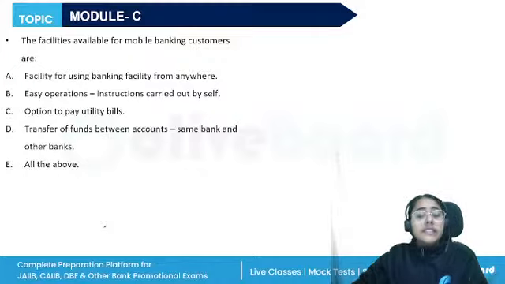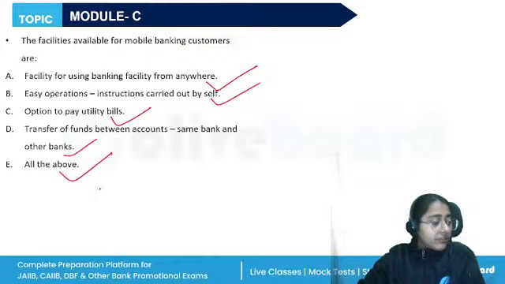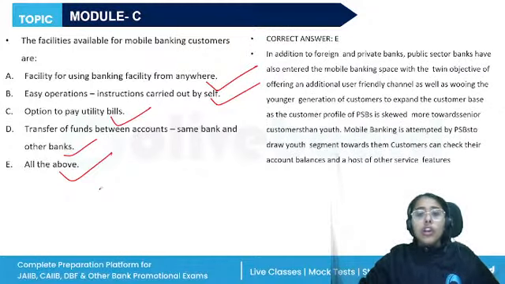Next, the facilities available for mobile banking customers. Now we have moved on to the electronic channels. Mobile banking provides which services to the customers? Facility for using banking facility from anywhere. Yes. Easy operations, instructions carried out by self. Correct. The user interface should be simple to understand. Option to pay utility bills is provided. Transfer of funds between the accounts, same bank as well as other banks. And option E, all of the above. So the mobile banking provides the core services as well as the other services. So all of the above.